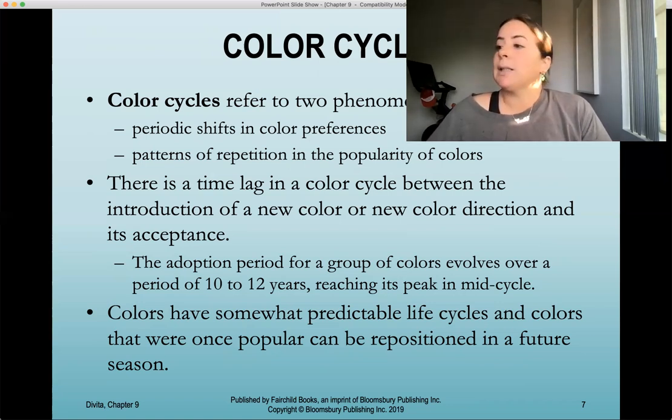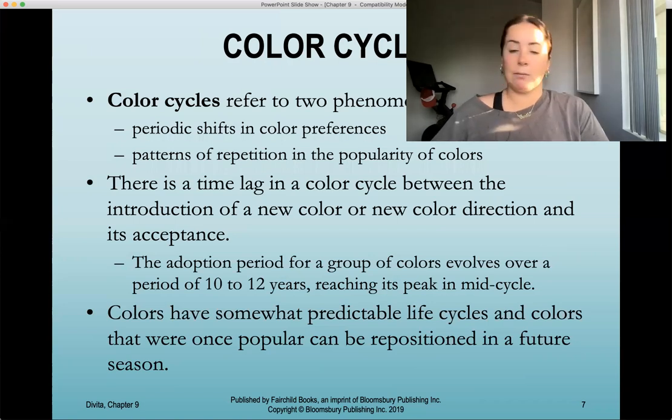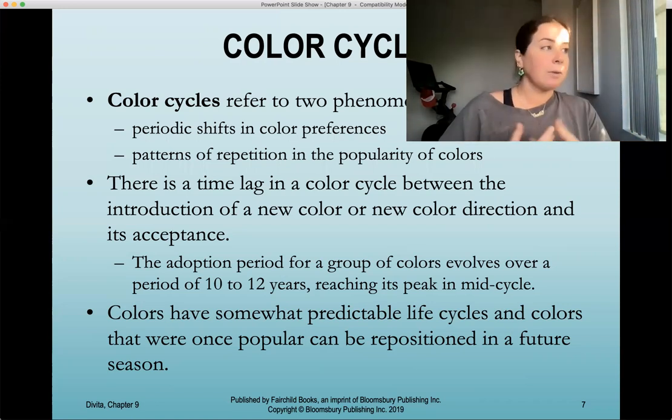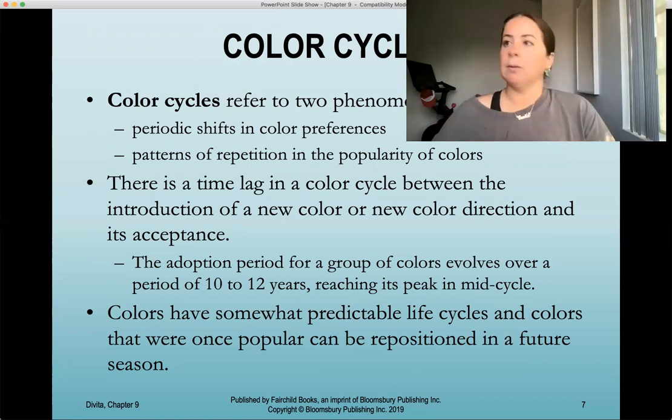Colors have somewhat predictable life cycles, and colors that were once popular can be repositioned in a future season by telling a different story about that color, naming it something new, pairing it with other colors in a different color palette. We can give a color that has already been used new life.